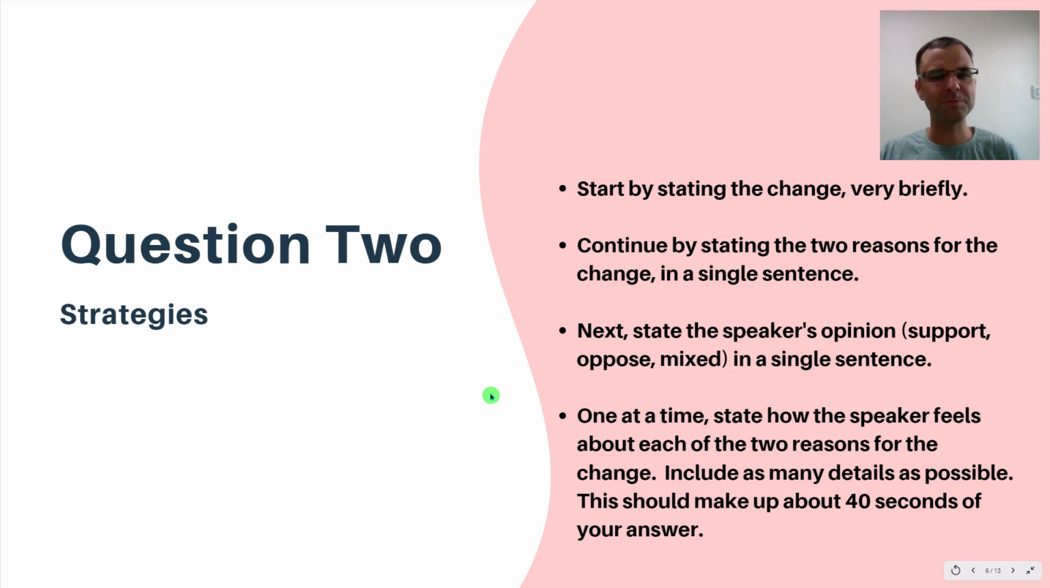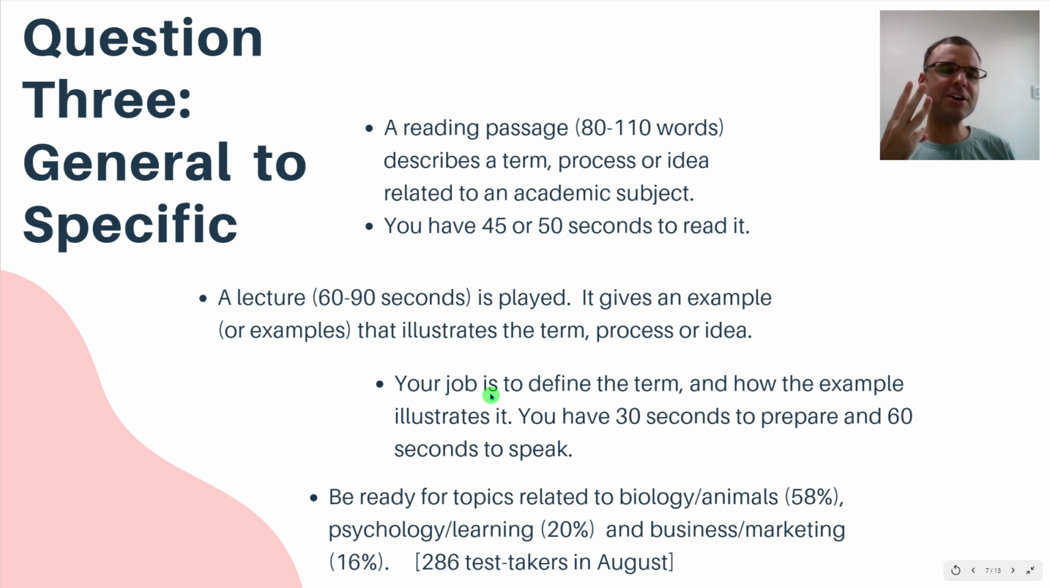That's question 2. Let's talk about speaking question 3. This one's sometimes called the general to specific question. Goes like this. First of all, you get a reading passage on the screen, maybe about 100 words. It's going to describe a term, a process, or some idea related to an academic subject. You're going to have 45 or 50 seconds to read it.